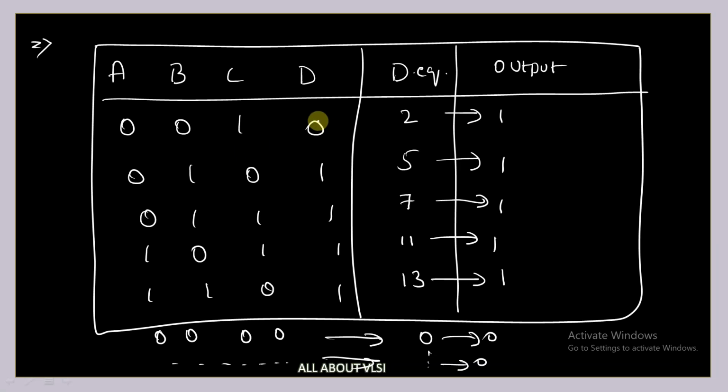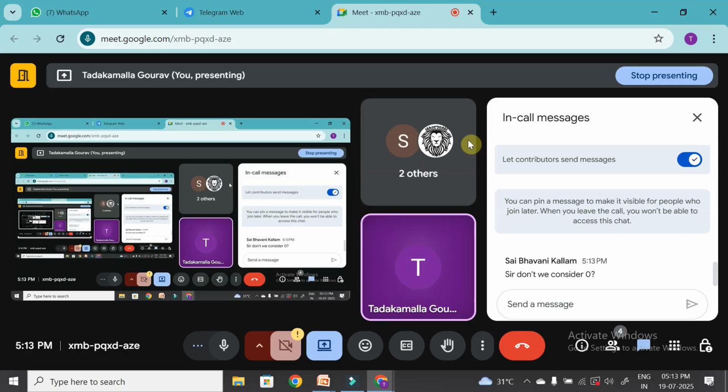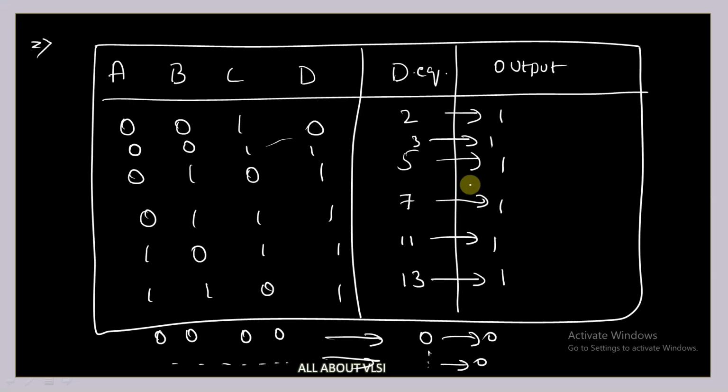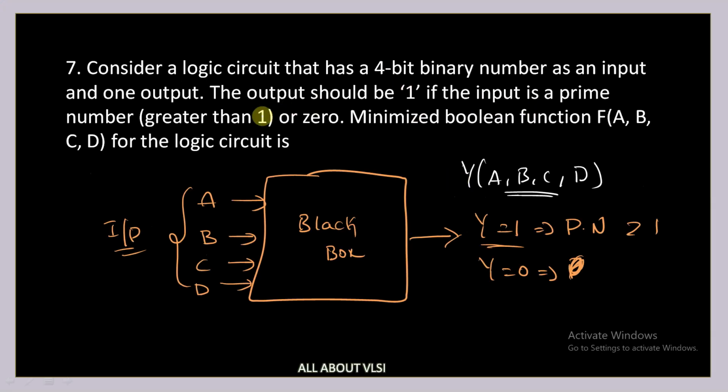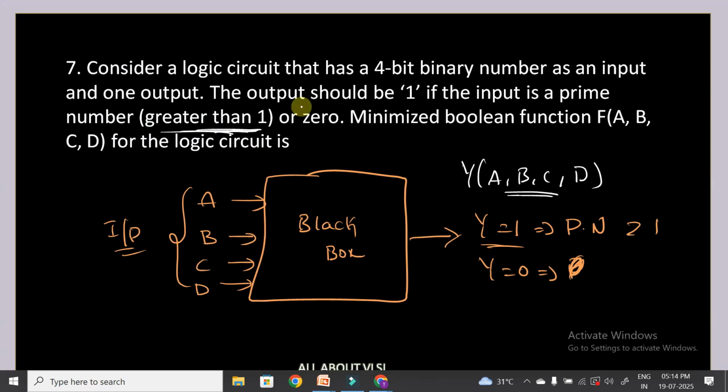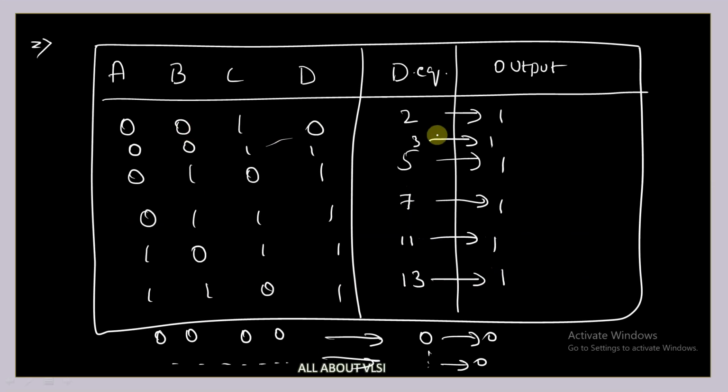Sorry, 3 is also a prime number. Yes, 0, 0, 1, 1. Output is 1. Okay. In the question they have asked greater than 0, no? Greater than 1. In the question they have asked greater than 1. Okay, so that's why we are taking from 2.